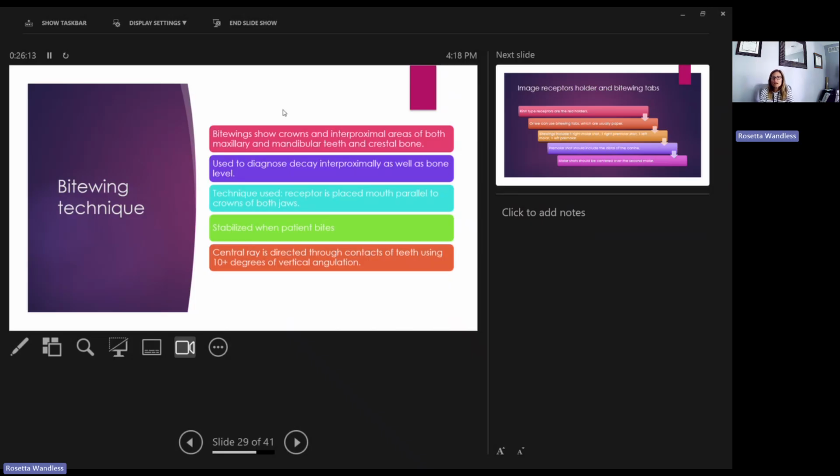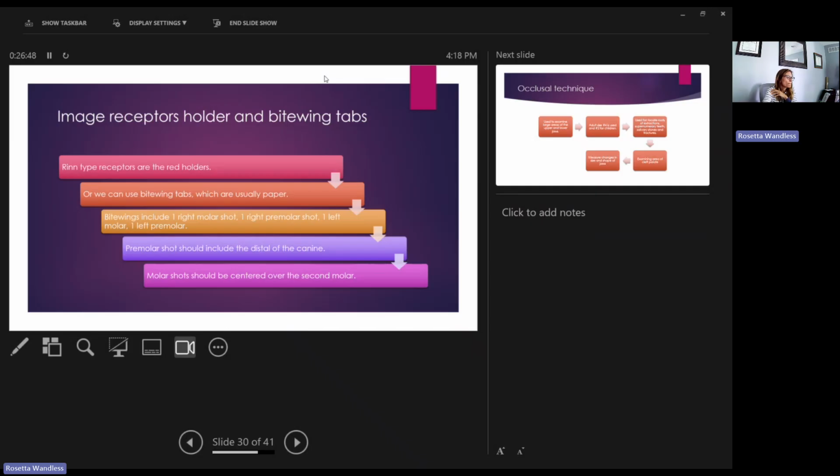Bite wing x-rays are used to diagnose decay interproximally as well as bone level. The technique used is receptors placed in the mouth parallel to the crowns of both jaws. They stabilize when the patient bites, meaning they're going to bite down on that tab. The central ray is directed through the contacts of the teeth using positive 10 degrees of vertical angulation as a guide for you. Could that change? Yes, but ideally the central ray should be at a positive 10.